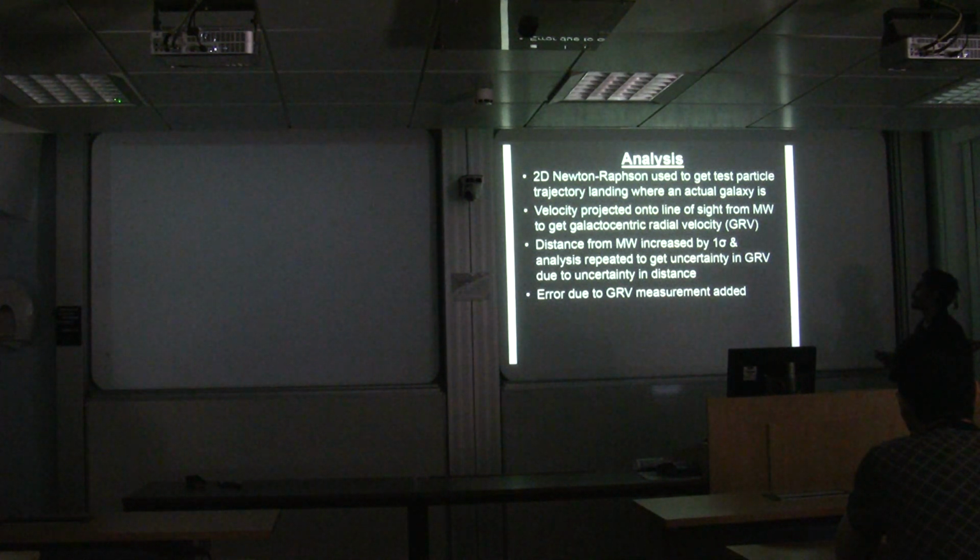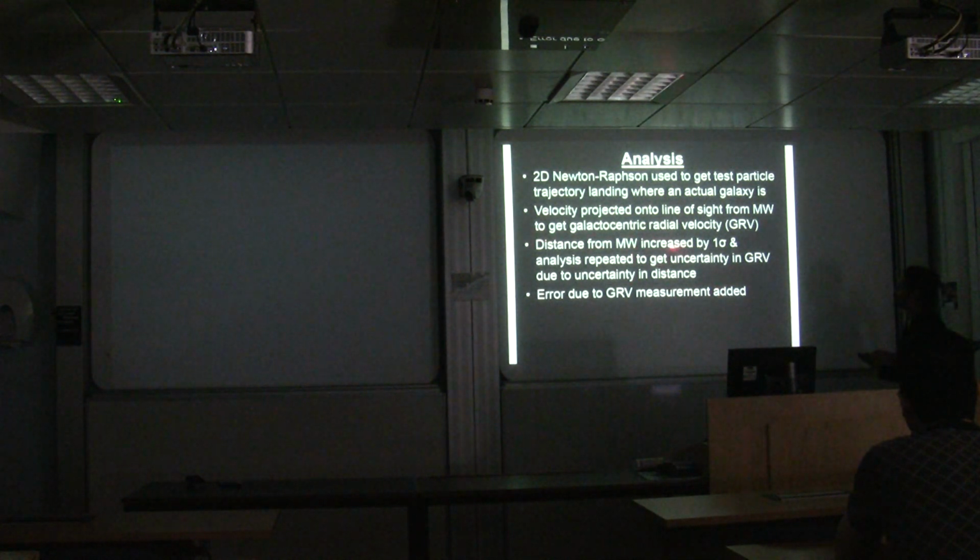But the other important thing we have to do is that errors have to be handled. The way we do that, first of all, to handle the distance uncertainty, you increase the distance from the Milky Way by the uncertainty in the distance. You repeat the analysis. Actually, you can reduce it instead, and that doesn't do anything. It's the same answer. We also have to add on, and this one's quite simple to handle, the real error on radial velocity measurements as well. So that's simple enough to handle.